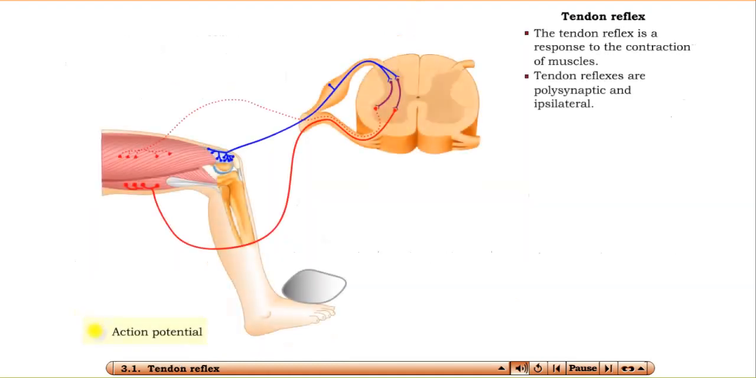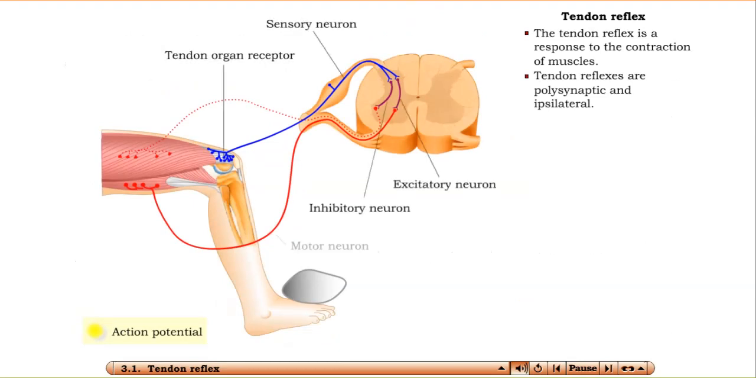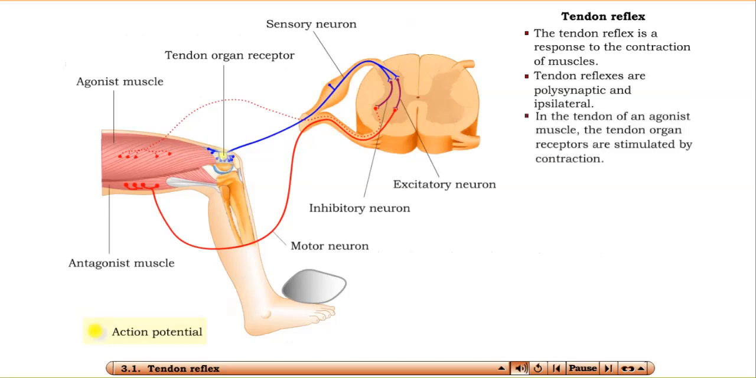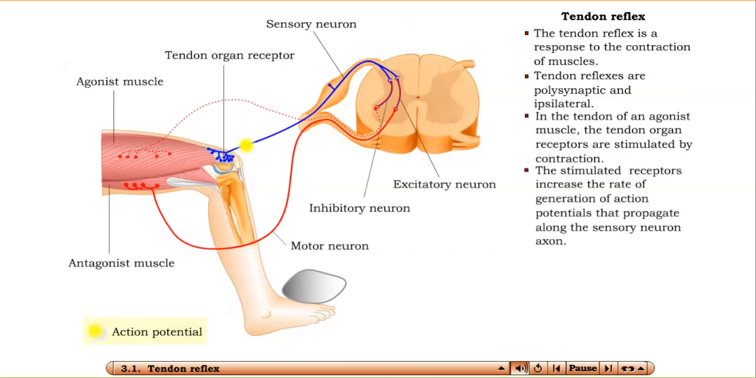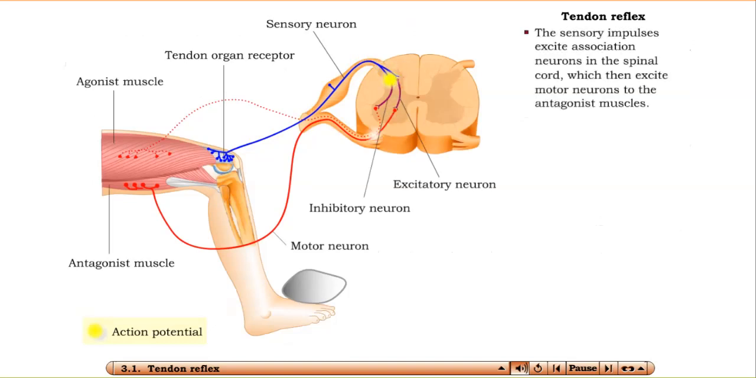The tendon reflex is a response to the contraction of muscles. Tendon reflexes are polysynaptic and ipsilateral. In the tendon of an agonist muscle, the tendon organ receptors are stimulated by contraction. The stimulated receptors increase the rate of generation of action potentials that propagate along the sensory neuron axon. The sensory impulses excite association neurons in the spinal cord, which then excite motor neurons to the antagonist muscles.